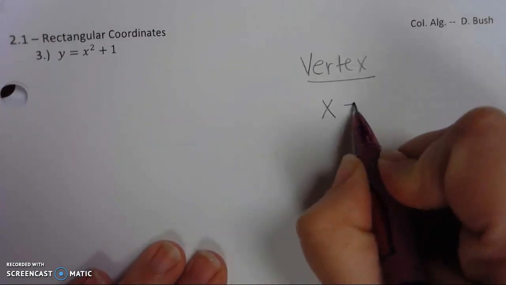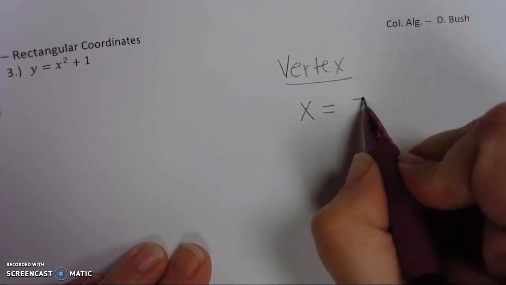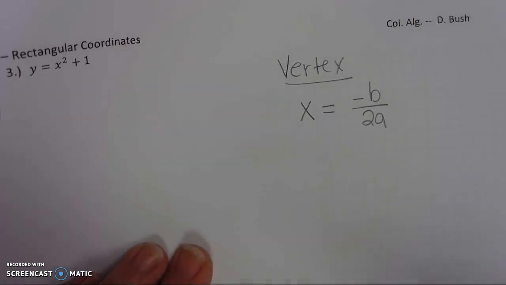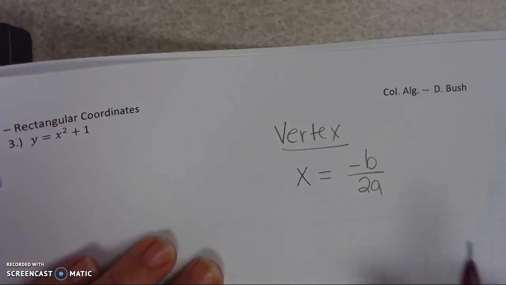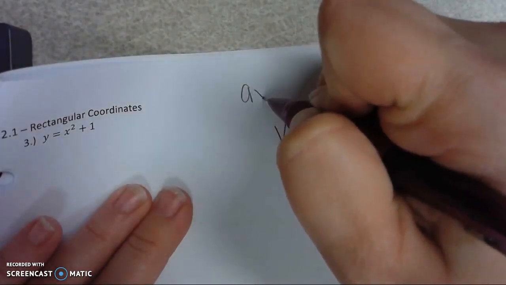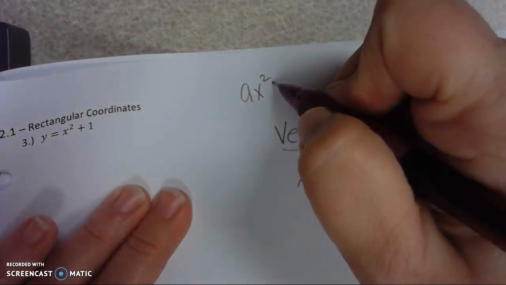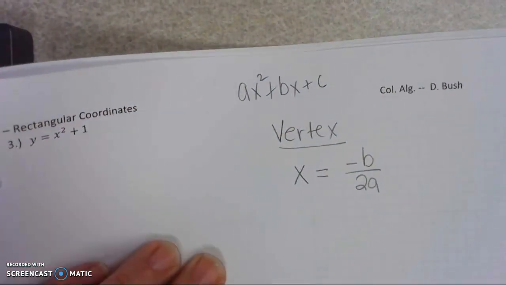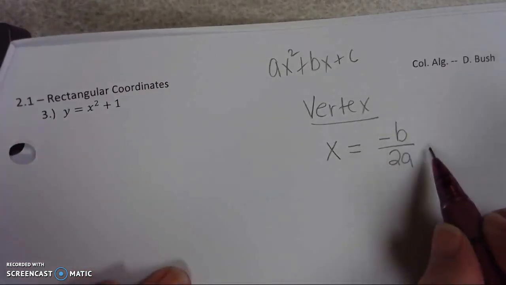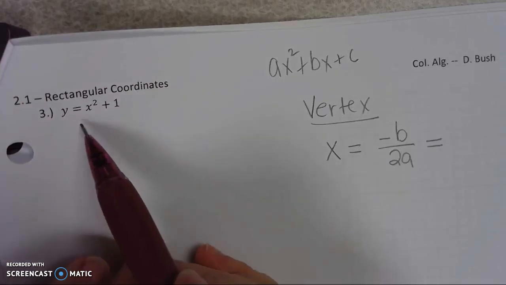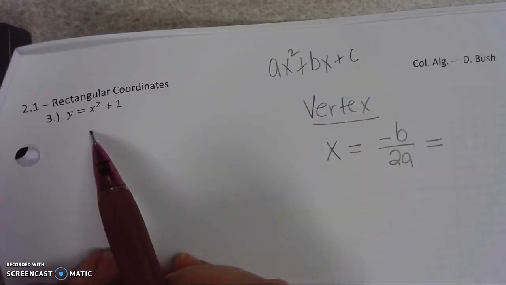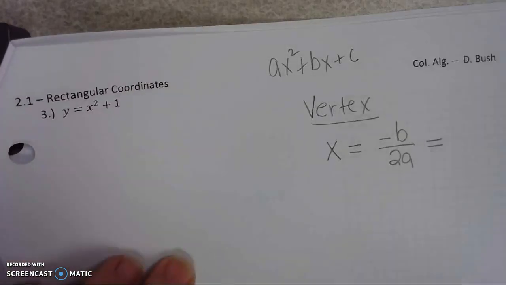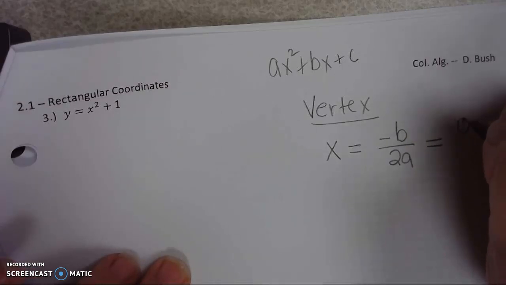If I find the vertex, I'm going to look for the x coordinate of that vertex. To find it, I take negative b and divide it by 2a. That should look familiar from the quadratic formula. Remember that in quadratic equations, a is always the number in front of the x squared, b is the coefficient of the x term, and c is the constant. b is always the coefficient of the x, but there is no x in this equation. Therefore, there is no b, or b has a value of 0.